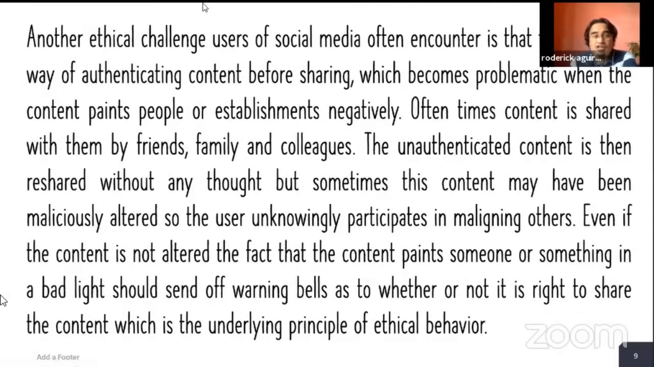Another ethical challenge users of social media often encounter is that they have no way of authenticating content before sharing, which becomes problematic when the content paints people or establishments negatively, especially po yung sa Robinsons, yung may ahas. Tapos nag-circulate na, dati sa amin, panahon namin, by word of mouth. Tapos ngayon sa social media pa. Si Alice Dixon pa noon, panahon na yun.